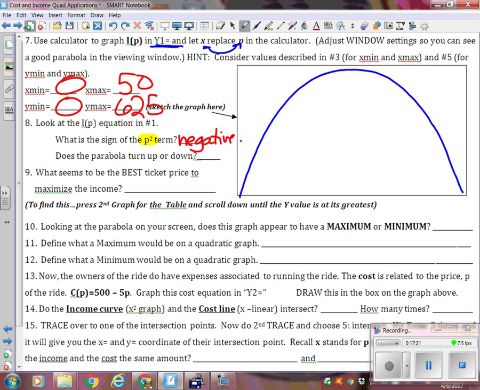Does the parabola turn up or turn down? Well, it comes up, but it turns back what? Down. So if I was pouring water out of this, it would be like the bowl's upside down, the water would pour out. So that means that I am turned down. What seems to be the best ticket price to maximize income? If I want to make the most money, what's the best charge to make? 25.